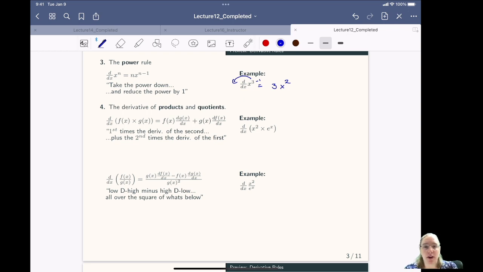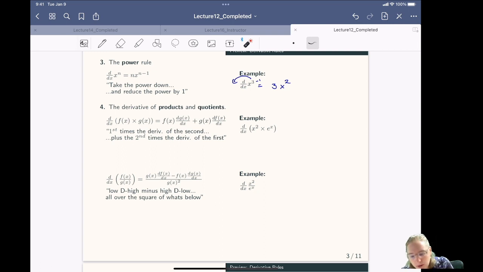Similarly, we have the derivative of a product and a quotient. So this is not as simple as the derivative of the sum and the difference. So we have to be a little bit more careful here. So first, starting with the derivative of the product, if we're taking the derivative of the product of 2 functions, f of x and g of x, we take the first function f of x times the derivative of the second, plus, note the plus sign here, plus the derivative of this first function times the second function.